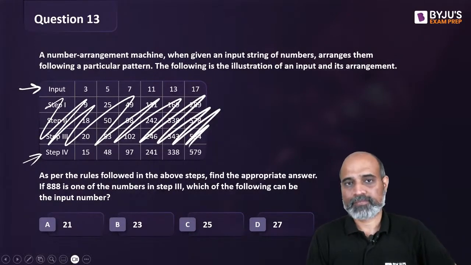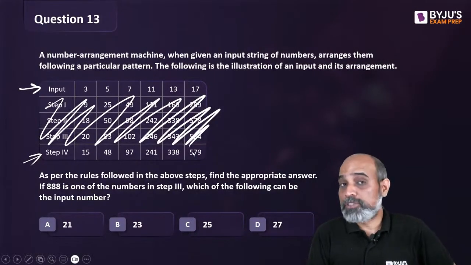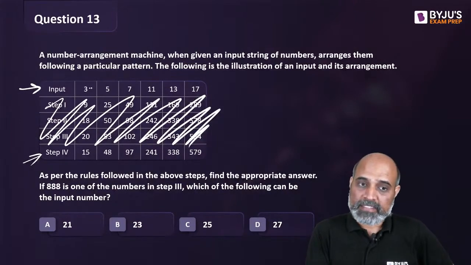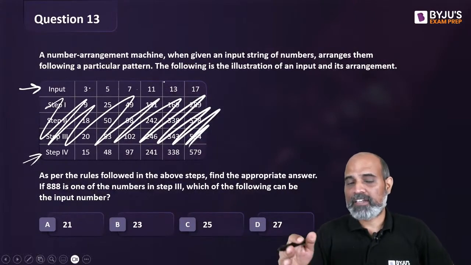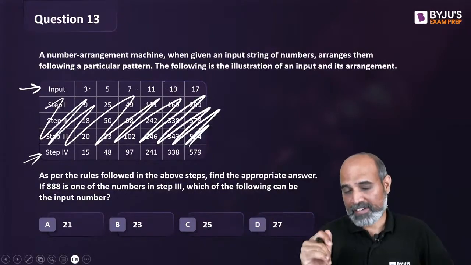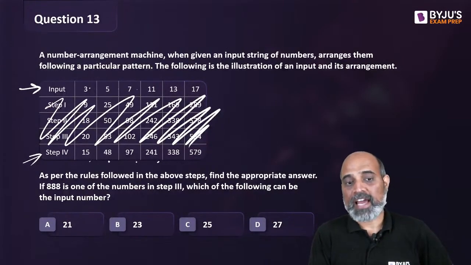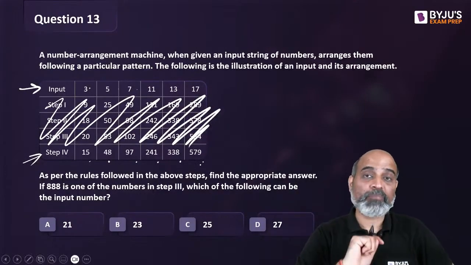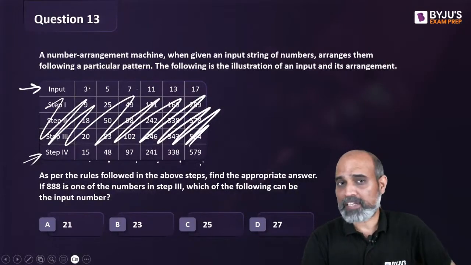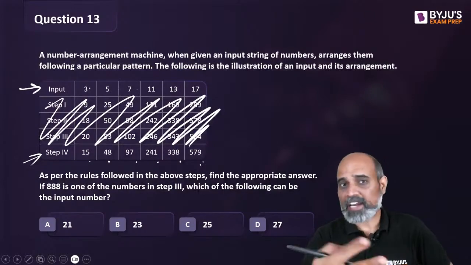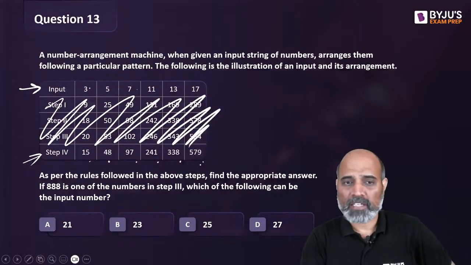Don't do that. And what you have to check is the numbers that we have are 5, 7, 3, 5, 7, 11, 13, 17, right? If you pay a little attention, these are prime numbers. The final answers that we have, these are not the same numbers. These are not the same 3, 5, 7, 11, 13, 17. Not in any random order. These are completely new numbers.